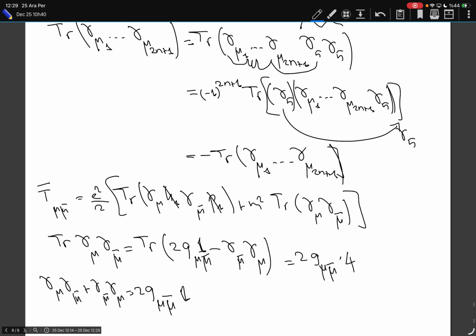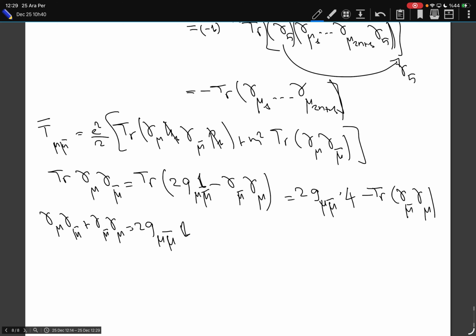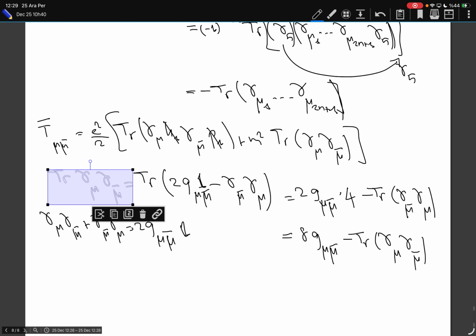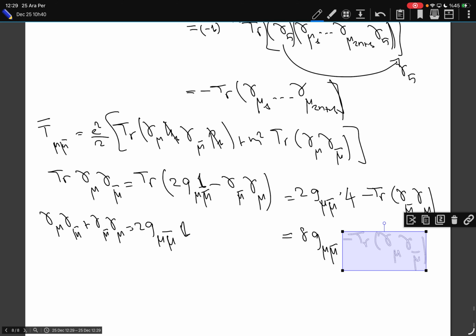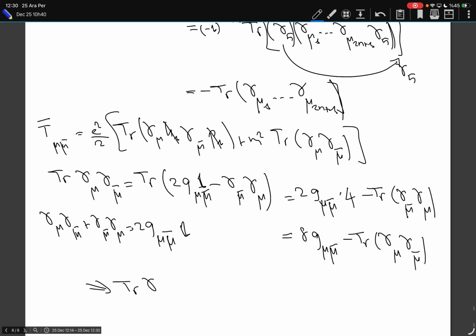Minus the trace of γ^μ̄ γ^μ, so this is 8g^μμ̄ minus that. Remember, this is inside the trace, the product of two matrices. I can just change their order. So it will be minus the trace of γ^μ γ^μ̄. So I was trying to calculate the trace of γ^μ γ^μ̄, and I ended up having an expression with minus the same trace. So I can move that minus the same trace to the left-hand side and divide both sides by 2, which will give me that the trace of γ^μ γ^μ̄ is just 4g^μμ̄.